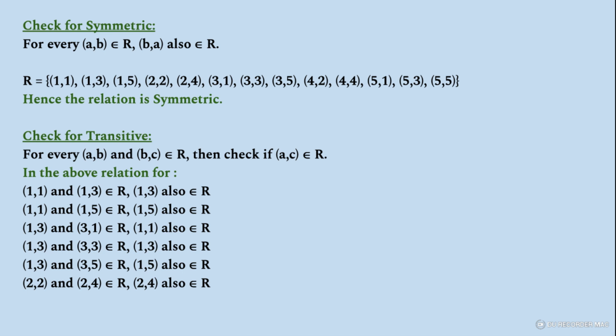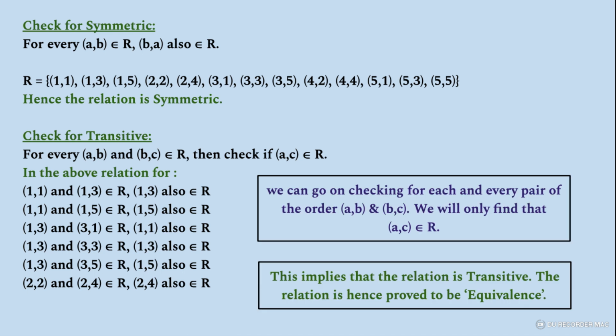So after checking, we will find that if for every (a, b) and (b, c) belonging to the relation, (a, c) also belongs to the relation. So what does this imply? This implies that the relation is transitive too. So because this relation has been proved to be reflexive, symmetric and transitive, we can say that this relation is an equivalence relation. Okay.